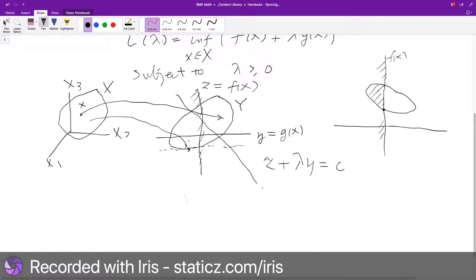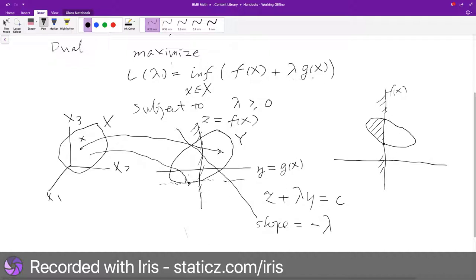Of course, the slope of this line, you have to move this lambda Y to the right-hand side, is negative lambda, right? Your lambda is required to be positive, so this line has to be slanted this way. So this Z plus lambda Y is exactly the same as f(x) plus lambda g(y). It's the same thing as this.